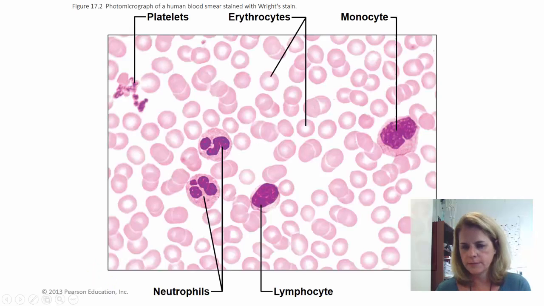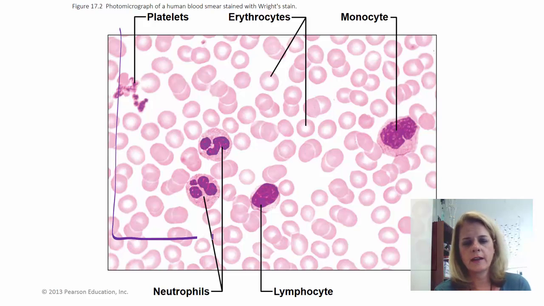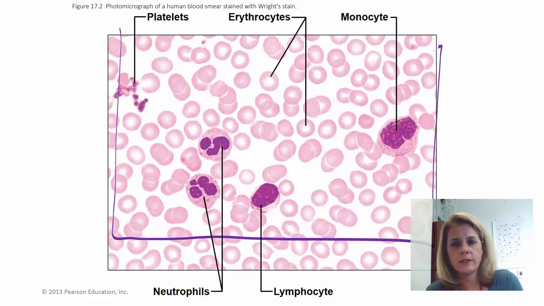Okay, so blood cells. Hopefully you've already watched Introduction to Blood, so you know that we have different types of cells in our blood. We have red cells and white cells. The red cells are called erythrocytes, the white cells are called leukocytes, and we have 5 different types of leukocytes. So in the lab we would take a slide, look at a blood smear, and recognize and identify all of the different types of blood cells.